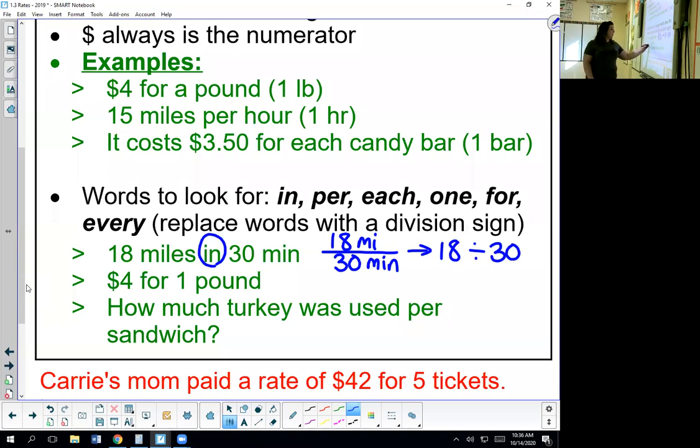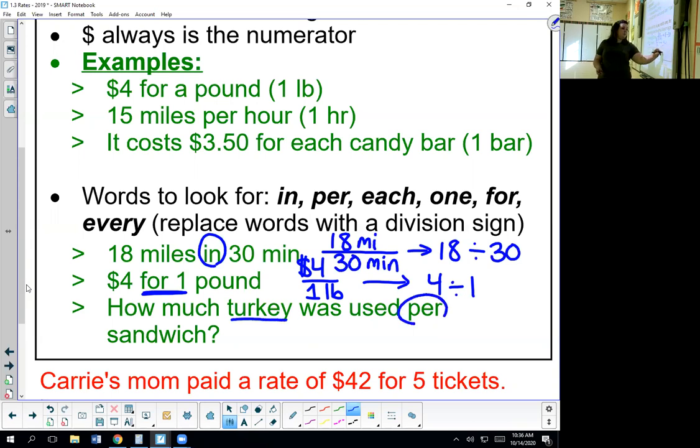$4 for 1 pound. So this would be money on top, ready? $4 for 1 pound. Again, this could be changed into 4 divided by 1. It's a division problem. How much turkey was used per sandwich? Turkey per sandwich. So if I didn't give you any numbers, but hypothetically speaking, it would be turkey per sandwich.